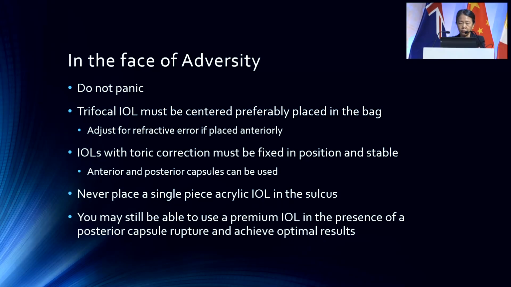But you can adjust for refractive error if it's placed anteriorly, in a case like the posterior polar cataract where there was an equatorial rib. IOLs with toric correction must be fixed in position and stable. So both anterior and posterior capsules can be used, and I showed you the case where I used the posterior capsule rhexis. In that case, of course, the other way, if the posterior capsule gives way, you can anteriorize the optic and reverse the capture.